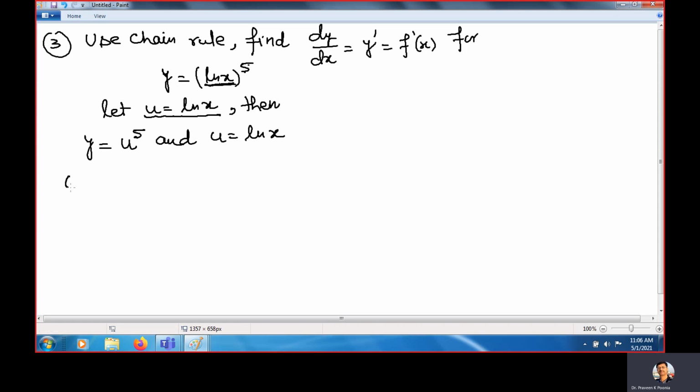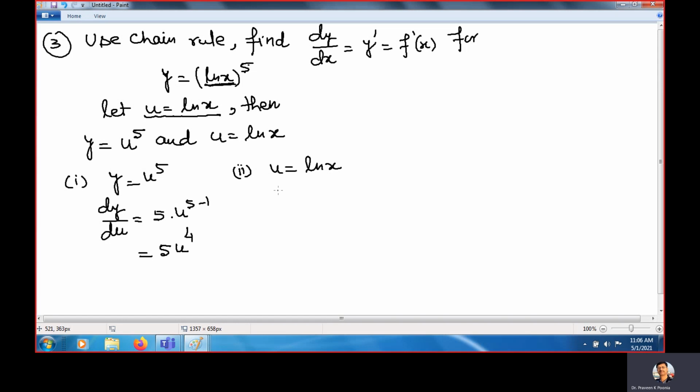Clear? Now the first function y is equal to u power 5. So dy divided by du is equal to 5 u power 5 minus 1, and that equals 5 u power 4. What is the second one? u is equal to ln x, means du upon dx. And what is the differential of the logarithmic function? It is 1 upon x. Class, now you can write the answer.